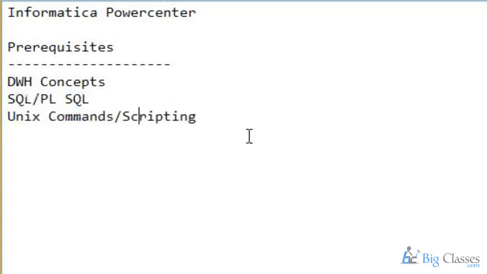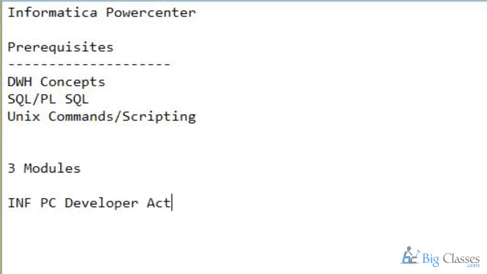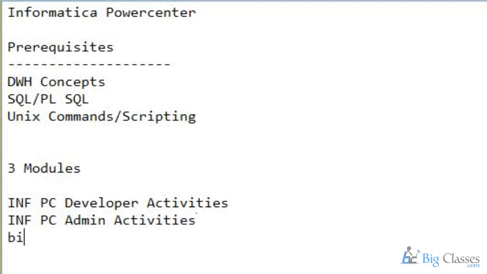The training has been divided into 3 modules. One is Informatica Power Center developer activities, another is Informatica Power Center admin activities, the core admin activities, and the third is Unix commands as well as scripting.